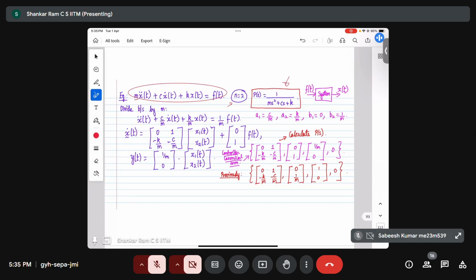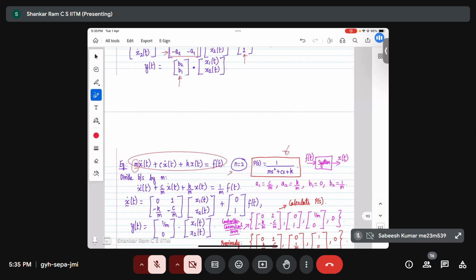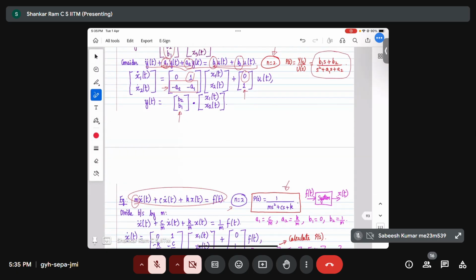Now, we put it into the standard form. Standard form means the coefficient of the highest order derivative of the output is 1, so we divide by m. We get x double dot plus c by m x dot plus k by m x equals 1 by m f. Now, if we compare it to the general second order equation, you can immediately see that A1 is c by m, A2 is k by m, B1 is 0, and B2 is 1 by m.